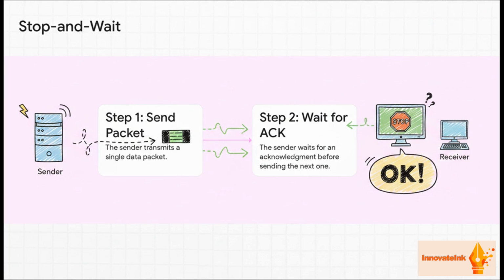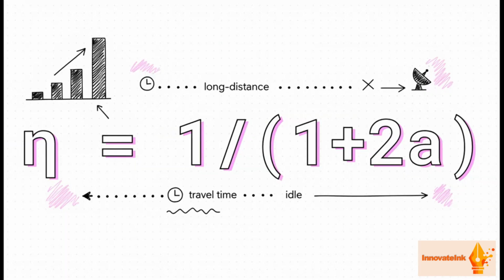Now, the most basic way to do this is with a protocol called stop and wait, and it is exactly what it sounds like. The sender sends one tiny packet, and then it just stops. It does absolutely nothing until it gets an "okay, I got it" message, an ACK, back from the receiver. It's super simple, totally safe, but as you can probably guess, it's incredibly inefficient. This formula really drives home the problem. The letter A here is basically just a ratio of how long you have to wait for the ACK to arrive versus how long it took to send the packet in the first place.